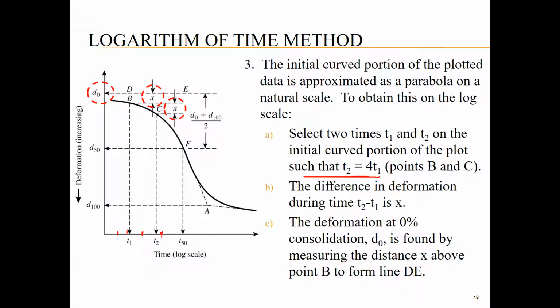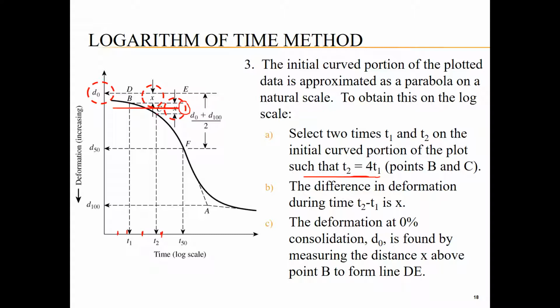Once you have this relationship, you extend those two lines and have intersections at B and C, and you draw two horizontal lines. The distance between them is X. Then, from the baseline, you extend another X and draw a horizontal line. That gives you D0. That's step 3.